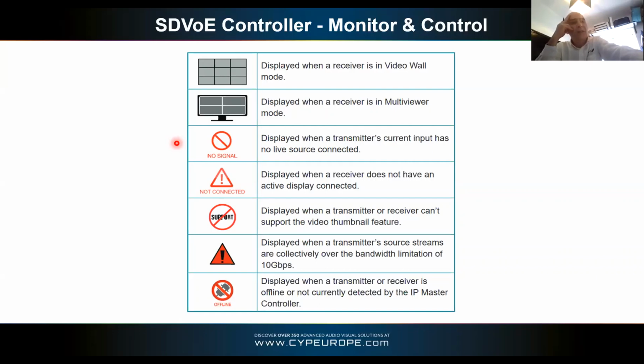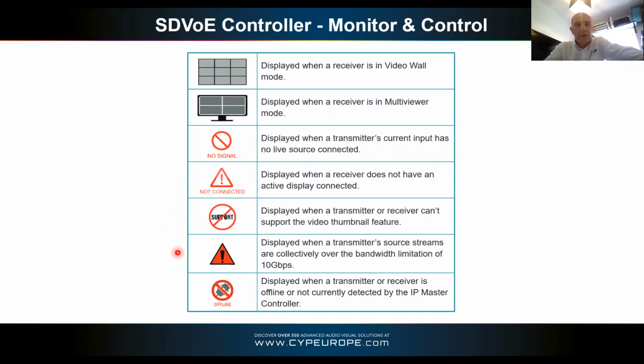And the reverse for not connected: this is when the receiver doesn't see a TV, so it can't see an HDMI sync on the other side of it. Again, quite useful when you're setting up a system and putting it in for the first time, to know that it's not producing a picture because it's not connected. Then there's the support icon, displayed when the transmitter or receiver can't support the video thumbnail feature. Occasionally you get odd resolutions that the system can do, but the thumbnails can't. Quite rare, but it does happen.